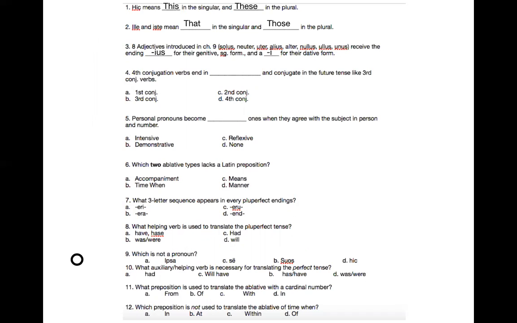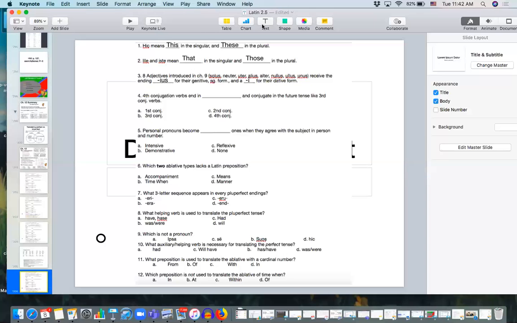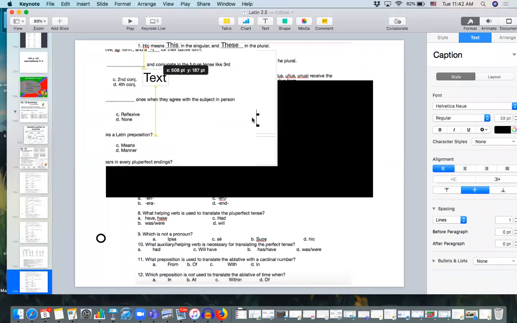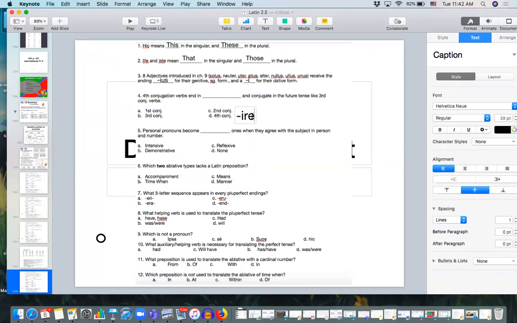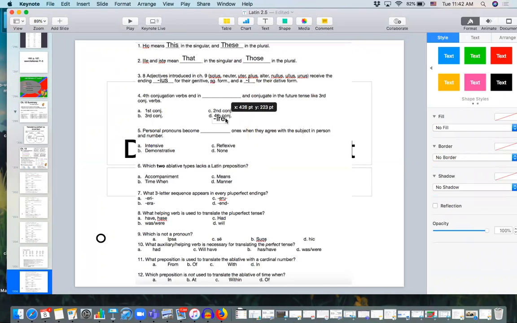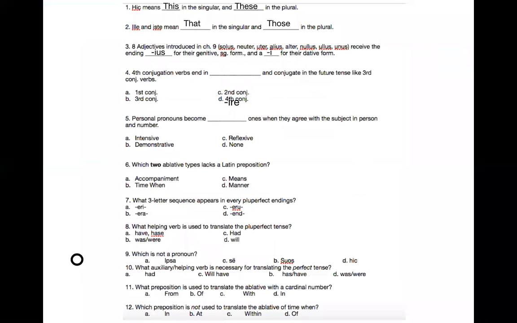Number 4, fourth conjugation verbs end in blank and conjugate in the future tense like third conjugation verbs. Oh, wait, okay, my slide is out of date. Y'all's slide has the actual endings, which is what it's supposed to have. And so the answer, I believe, is D. So it's a long IRE for fourth conjugation. So it's D. First, obviously, is ARE. I think that'll be under A. Second is long ERE, probably under B, actually. And then C would be a short ERE for third.